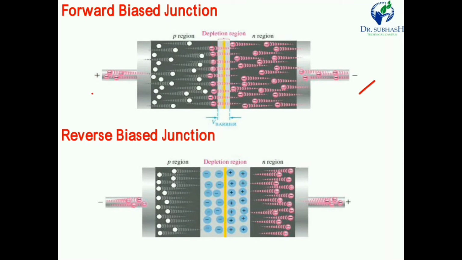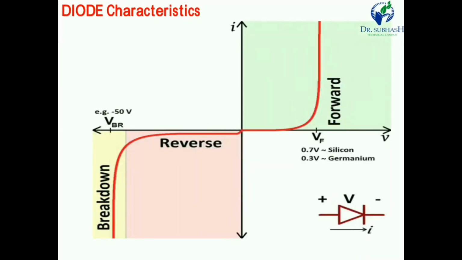Now in reverse bias, the condition is reversed. Here the anode is connected to negative and the cathode is connected to positive. So the width of the depletion region increases and it does not allow any current to pass. So the diode is in reverse mode, or open circuit mode. The resistance in reverse bias is very high compared to forward bias. So these are the two conditions you have to remember.